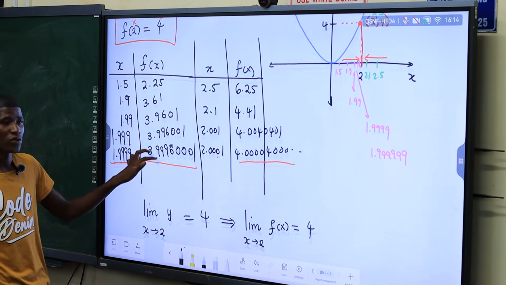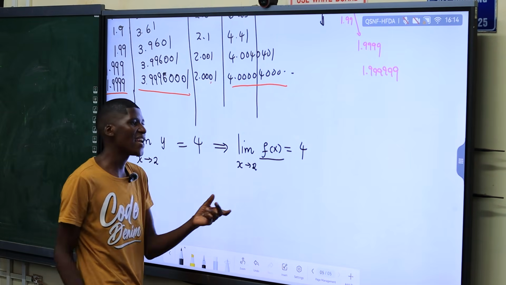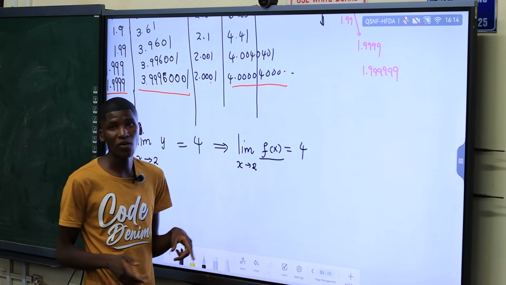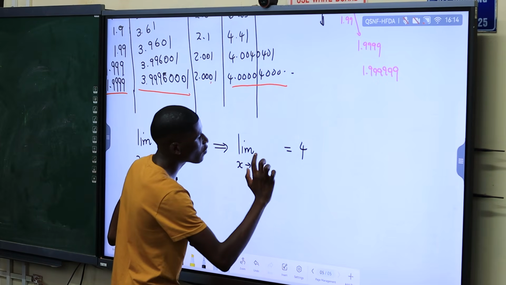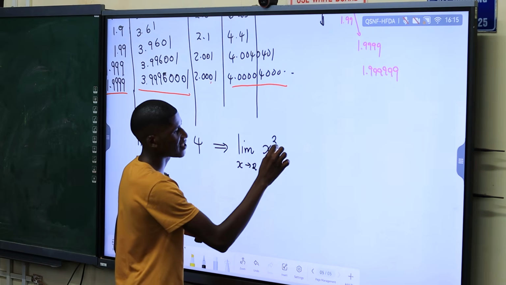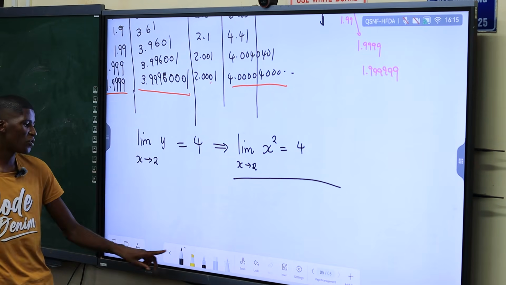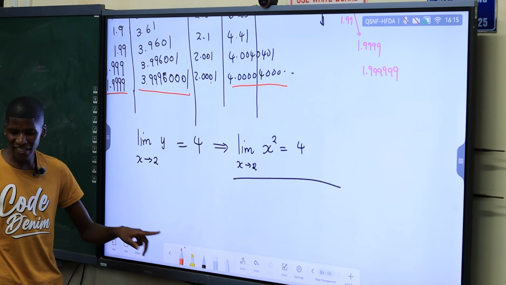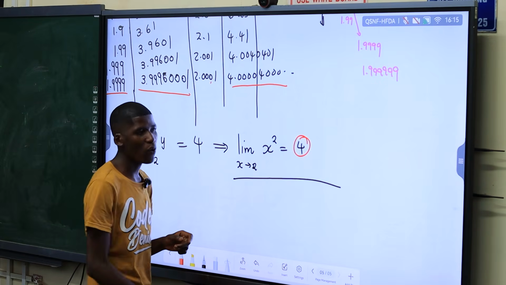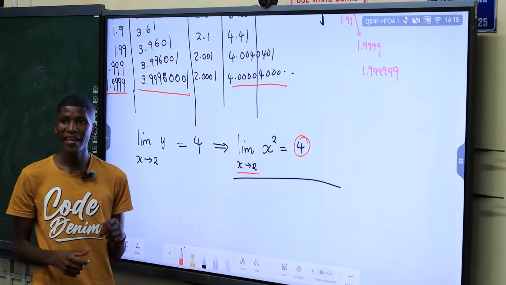But f of x here is x squared. So instead of writing f of x, remember f of x shows us how to find the general y value at a particular x value. So if I just replace f of x with x squared, I'm sure that is my value of f of x, and I say this is equal to 4. So this is a limit. That's how you define a limit. A limit is simply the y value that is approached when x approaches a particular x value.